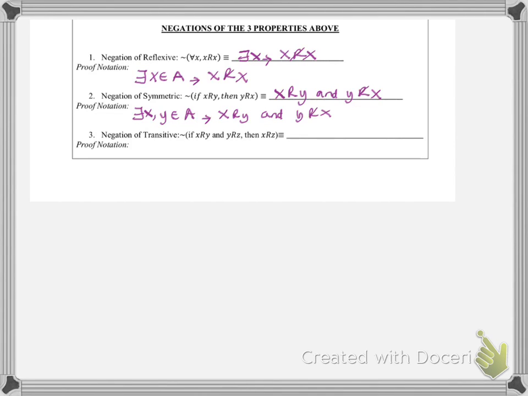Okay. And then the negation of the transitive property is still similar because it's a conditional statement. So you would say X relates Y and Y relates Z and X does not relate Z. Okay. And so that would look like there exists an X, Y, and Z belonging to A such that X relates Y and Y relates Z and X does not relate Z. Oh, I'm sorry, I forgot about Z.